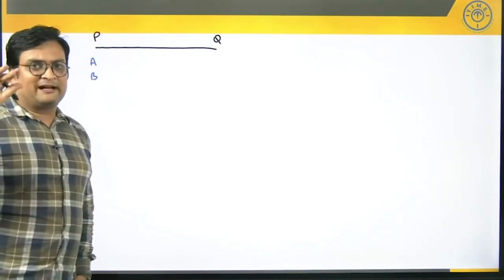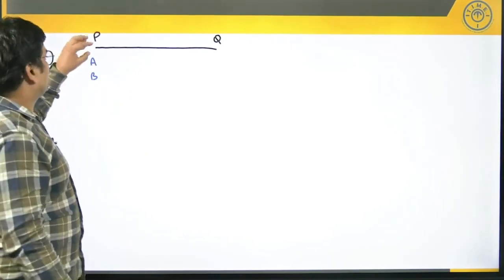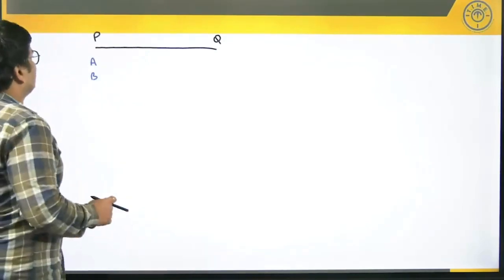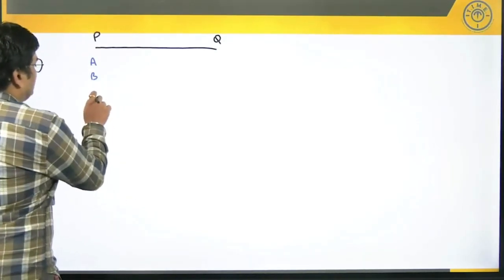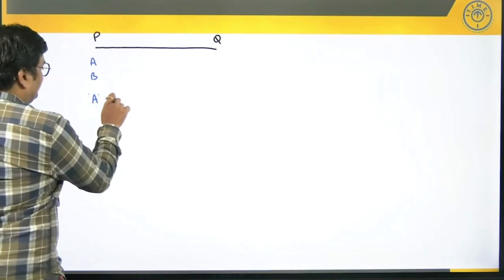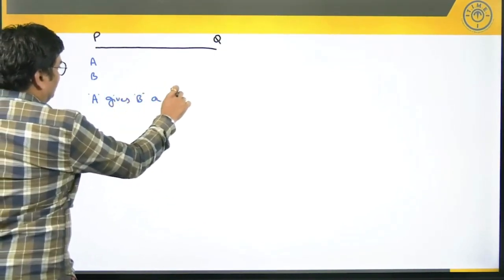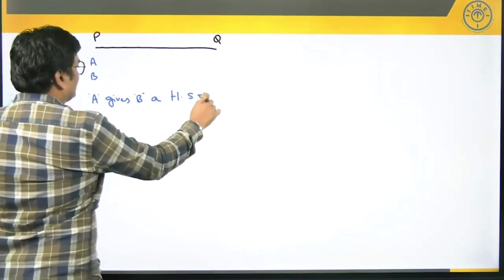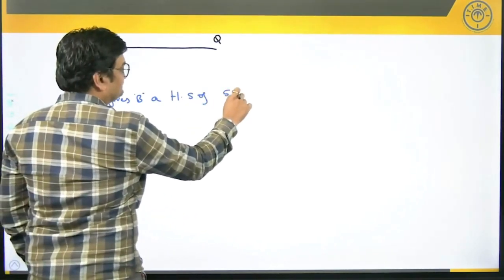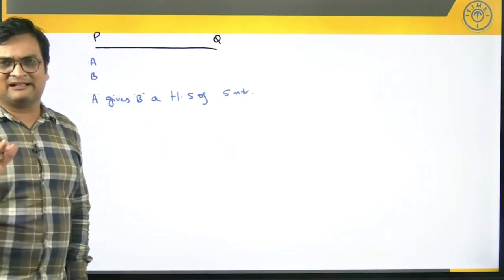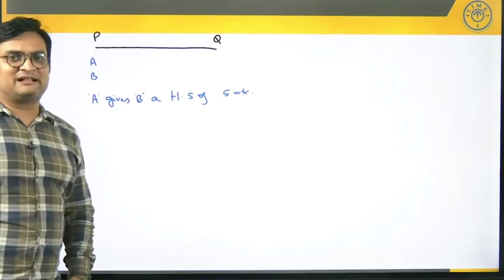So there will be two kinds of statements given with respect to starting point, and two kinds of statements given with respect to end point. So what are the statements? Let's look at it. He might say A gives B a head start of say 5 meters. So A gives B a head start, or simply start, of 5 meters.